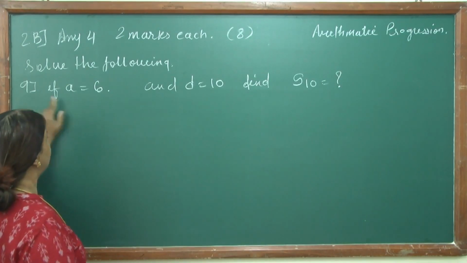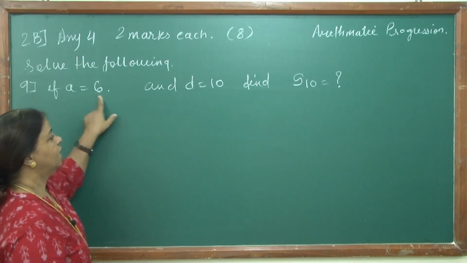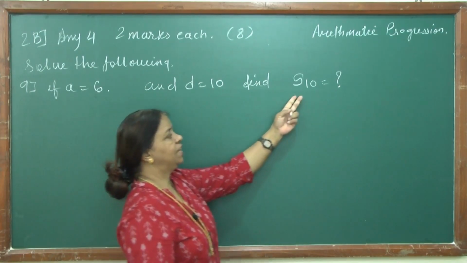Ninth sum, children. A is given 6. D is given 10. We have to find out S10.